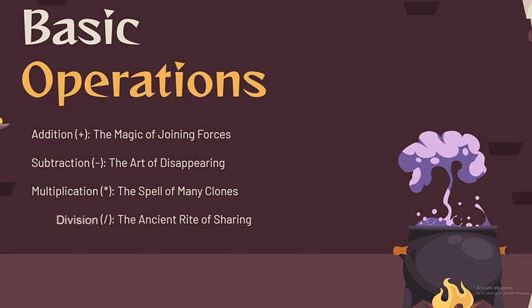Here's an example. If I have strength is equal to 10, I can say magic power is equal to strength times 2. And boom, I've just doubled my strength.